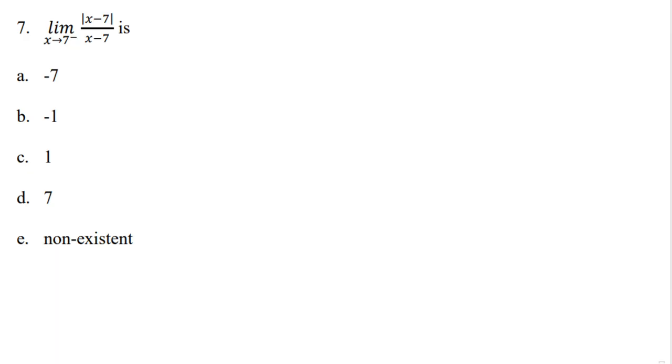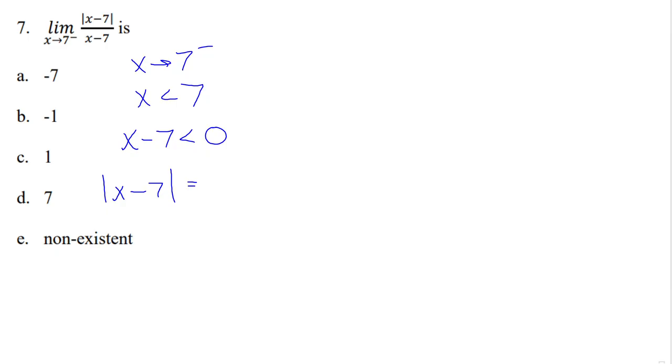All right, for this one, we need to recognize that as x approaches 7 from the left, x is less than 7. And the reason this matters is because we need to clear off the absolute value, right? And the only way to clear that off is to determine if the thing inside the absolute value is positive or negative. Well, if x is less than 7, then x minus 7 is less than 0, which means that the absolute value of x minus 7 is the absolute value of a negative value.